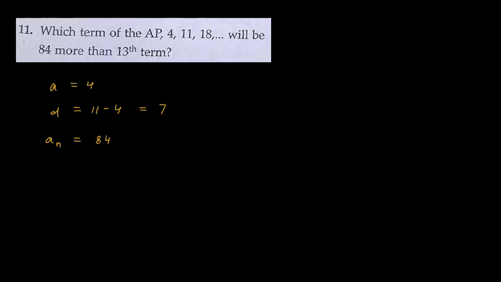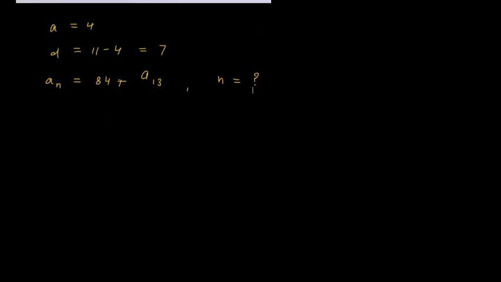So the data given is an is equal to 84 plus a13. An is 84 more than the 13th term. Which term? I have to find what is the value of n. My mistake. So no problem.